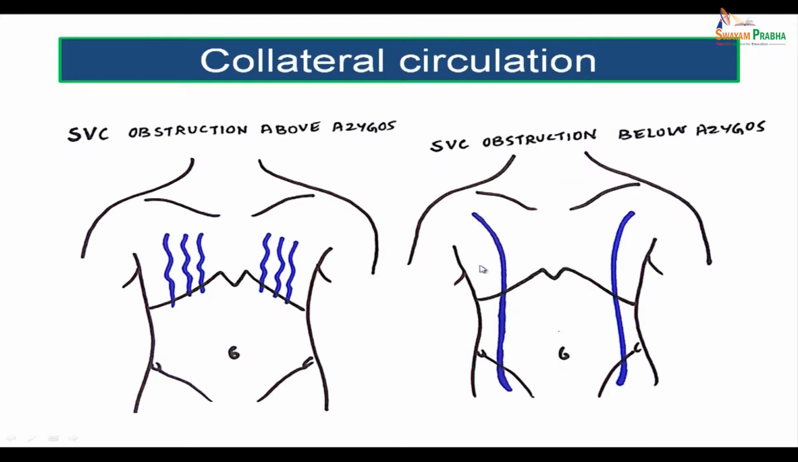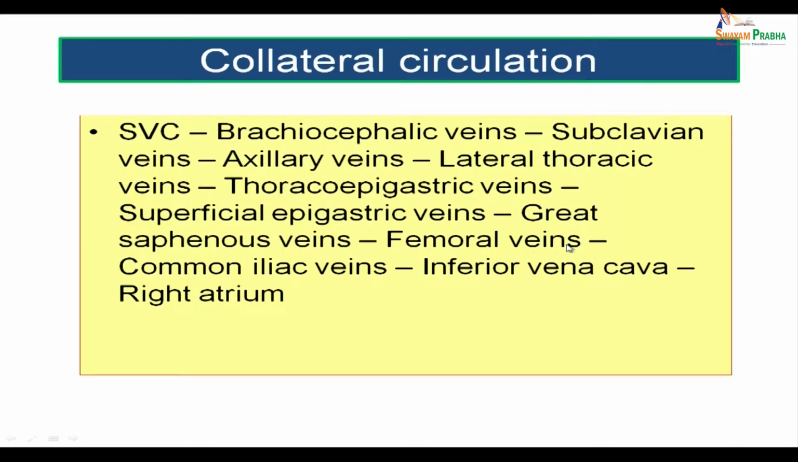This can be seen in the anterolateral aspect of the thorax and the abdomen being enlarged in case of superior vena caval obstruction below azygous vein. So, this tributary will be enlarged. This is thoracoepigastric vein. This will transfer the blood from the upper half of the body through these communications to the femoral vein, and then the femoral vein blood will be transmitted into inferior vena cava and the heart. That is how the collateral circulation takes place.